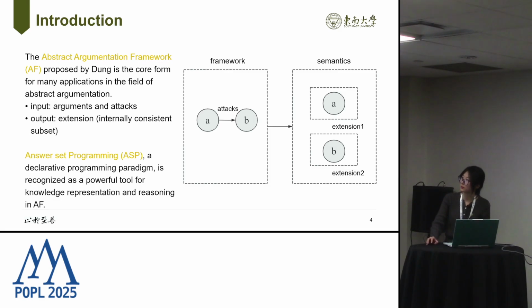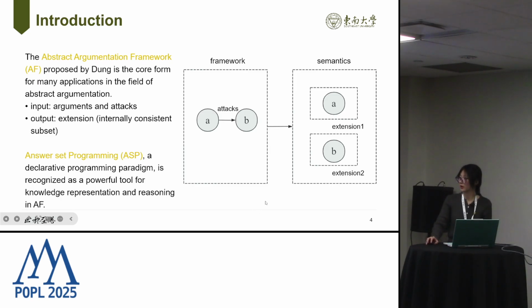The abstract argumentation framework proposed by Dung is the core form for many applications in the field of argumentation. It considers the arguments and the attacks between them. Each internally consistent subset output by it is defined as an extension, and one type of extension corresponds to one semantics. The framework and semantics constitute a complete argumentation system.